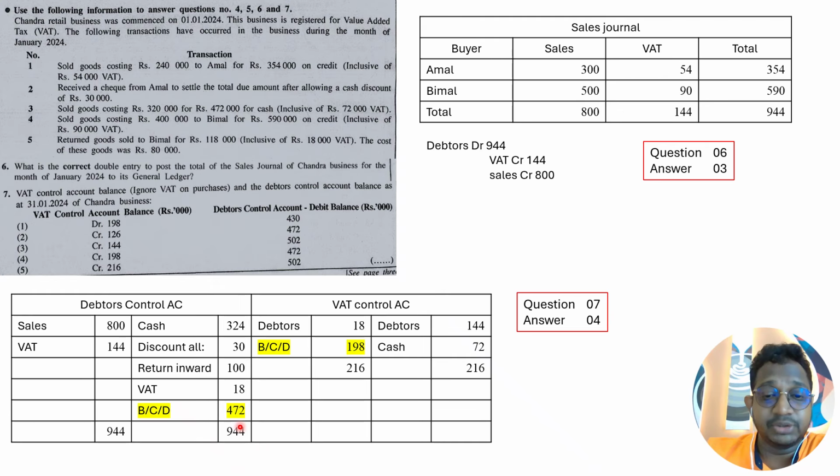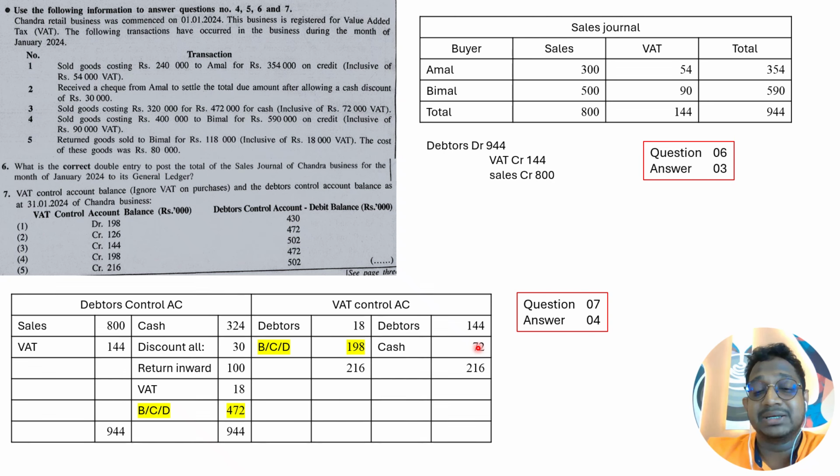In the VAT control account, the total VAT included in credit sales is 144. And also here you have to add the VAT that you generated from cash sales as well. So in the third one, it says sold goods costing 20,000 for 472, including 72 VAT. And that's the VAT.